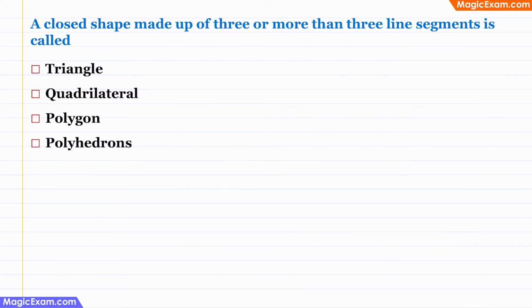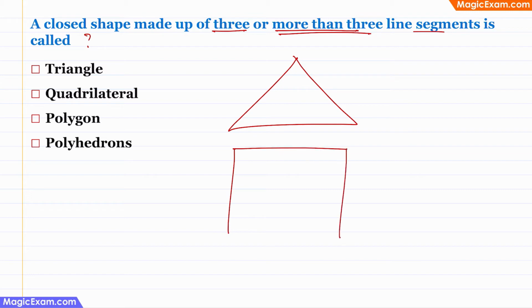A closed shape made up of 3 or more than 3 line segments is called what? If you make a closed shape with 3 line segments, right, that will be a triangle. If you make a closed shape with more than 3 line segments, for example, we use 4 line segments, then it can be a square or a rectangle. So now a triangle is the simplest polygon, right? And a polygon which has 4 line segments can be a square or a rectangle.